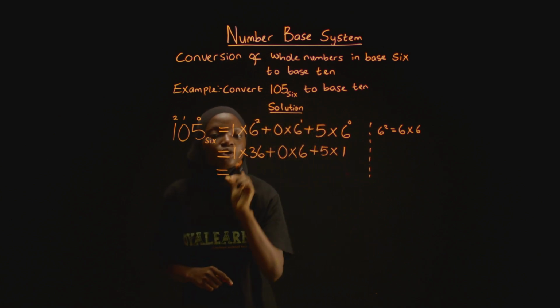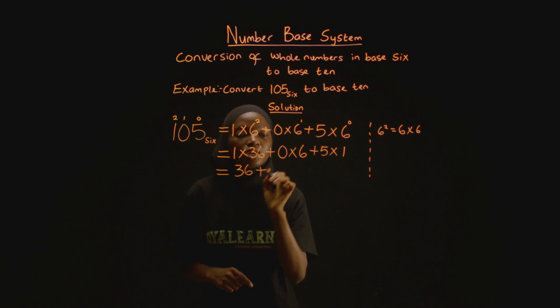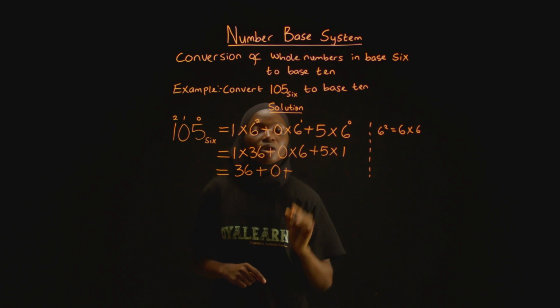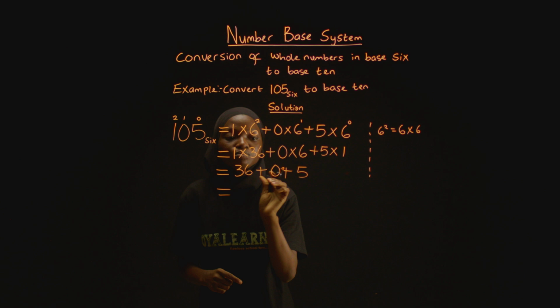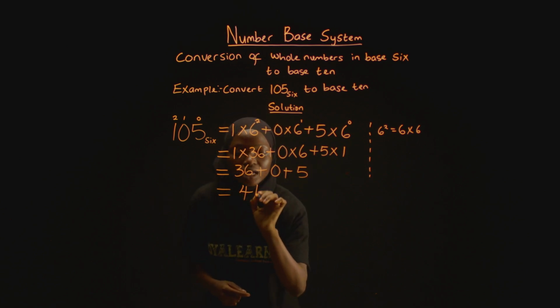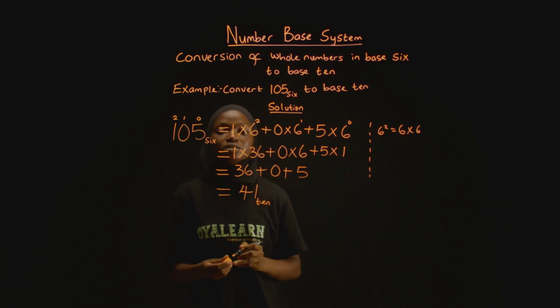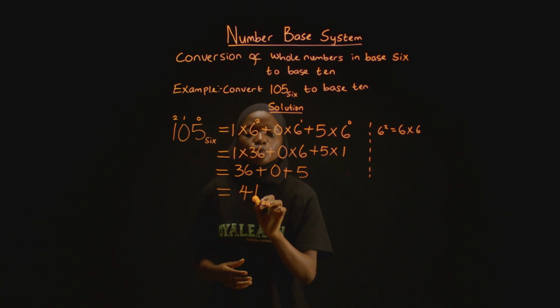Let's multiply. 1 multiplied by 36, you have 36, plus 0 multiplied by 6, 0, plus 5 multiplied by 1, 5. Then we have 36 plus 0, 36, plus 5, 41. And that gives us our answer in base 10. That is, 105 base 6 is simply saying 41 in base 10.